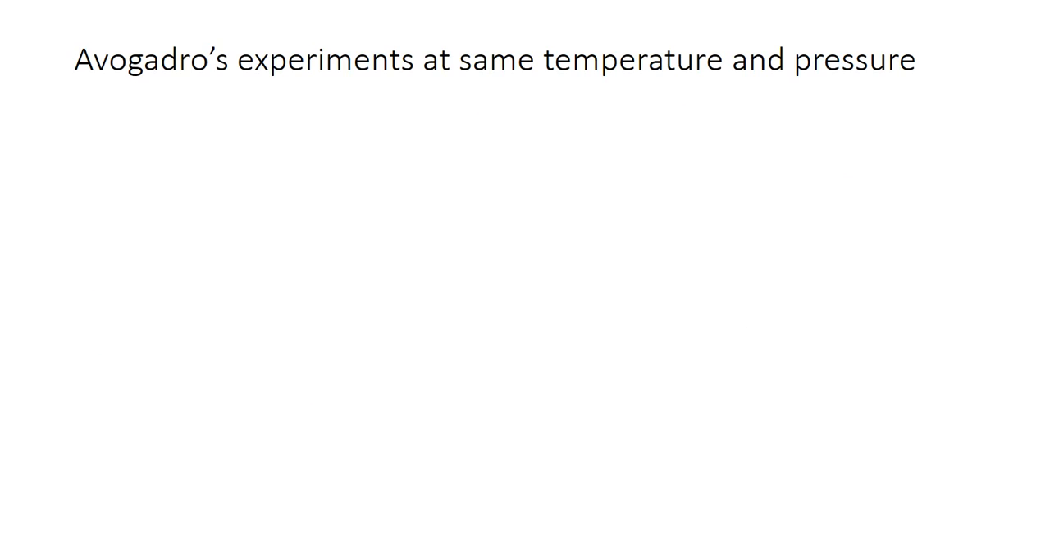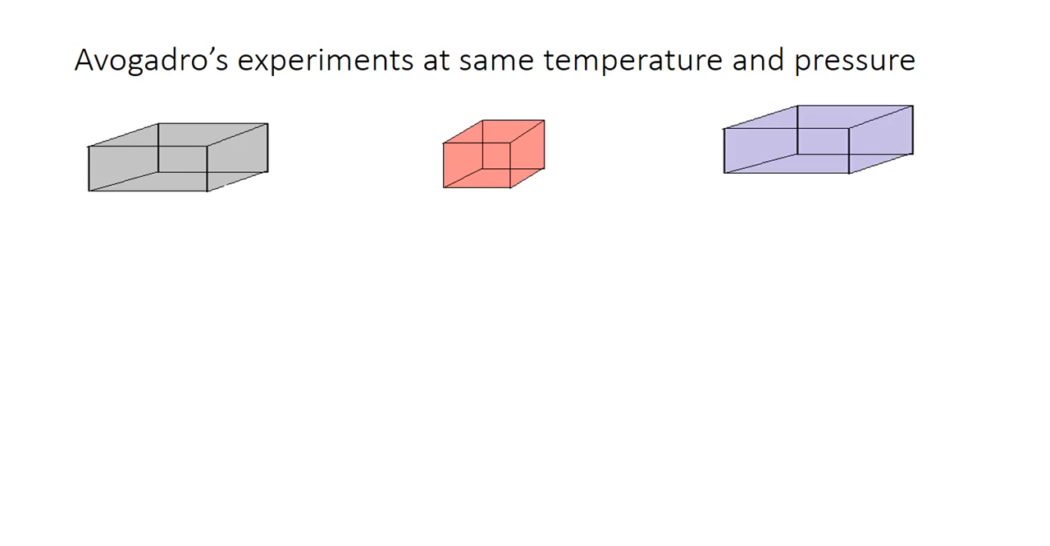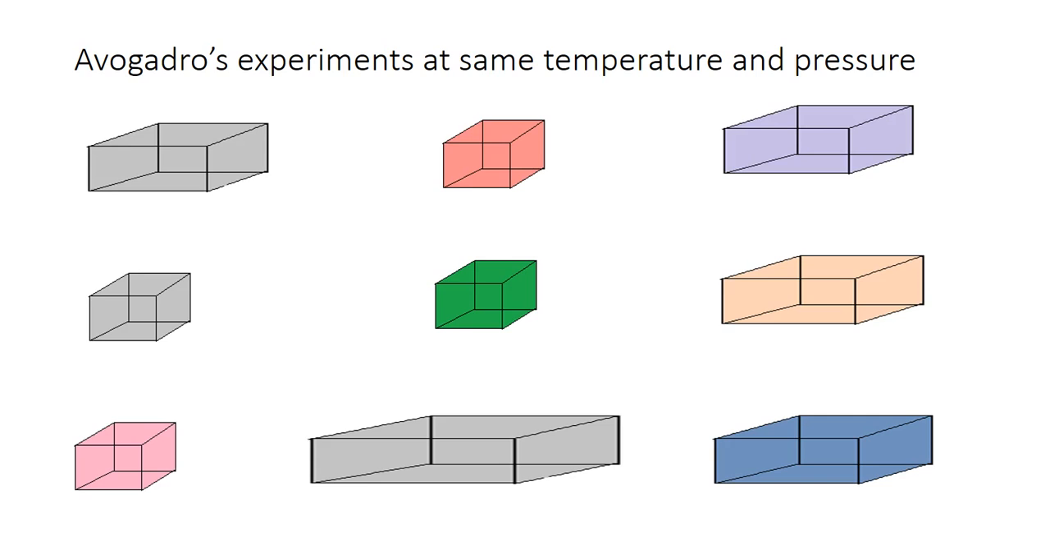Now, this guy Avogadro did a number of experiments, and he has contributed greatly to chemistry. He did experiments at some temperature and pressure. These diagrams will describe some of the experiments that he did. He took 2 volumes of hydrogen and 1 volume of oxygen, reacted them, they underwent chemical reactions, and he produced 2 volumes of water vapor.